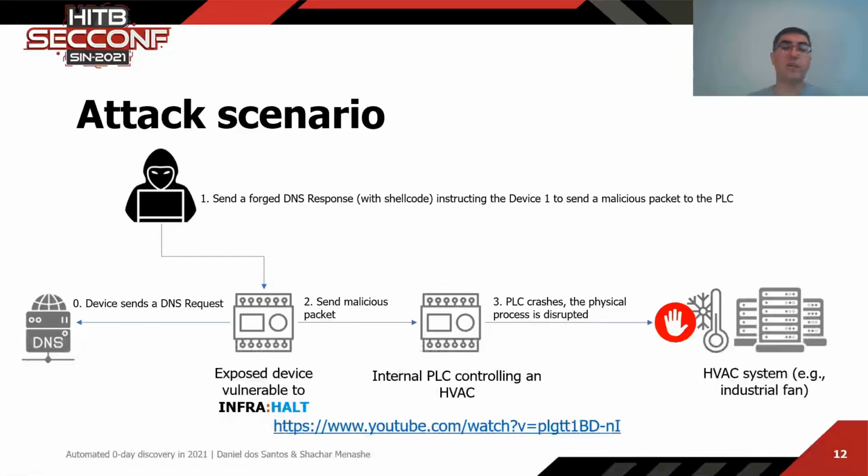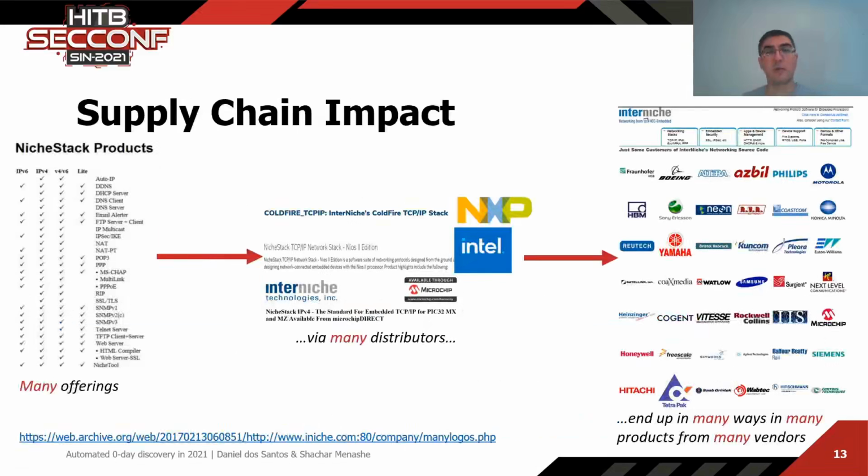And we also have a video of the exploitation that you can have a look at on YouTube, which has more details. Right, but let's talk about the supply chain impact that we started with as a motivation. The Nichestack offerings that we mentioned in the beginning were distributed over these 20 years via many different companies and ended up in many products from many vendors. The logos that you see at the end there actually come from the old and now archived InterNiche website that mentioned their customers. We're not saying that all of those companies are vulnerable, but some of them have already confirmed that they are vulnerable and others are still investigating. But the issue is definitely widespread.